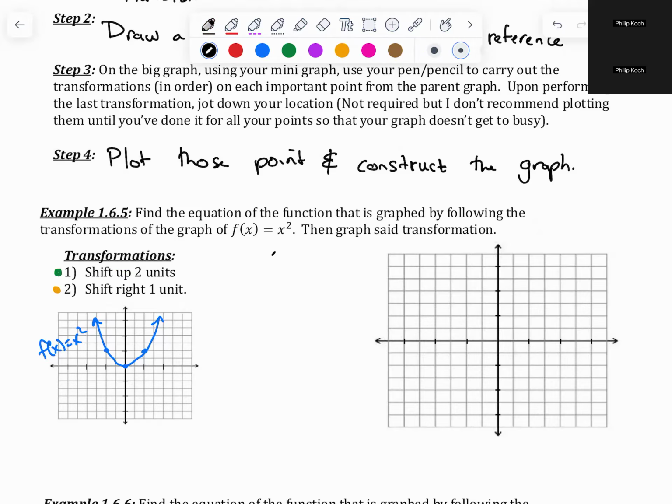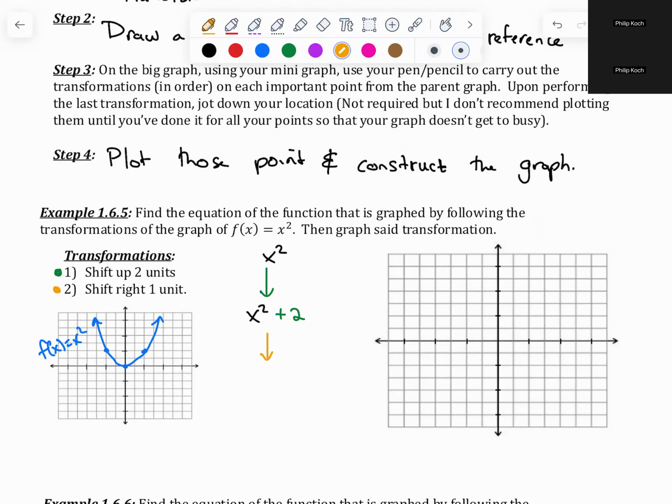So we start with x squared. The first shift is a vertical shift. We're going up. Vertical stuff happens on the outside and it behaves very nicely. So if we're going up 2, we're going to add 2. So it's going to be x squared plus 2 on the outside. Then we do the next shift. Any questions on that?